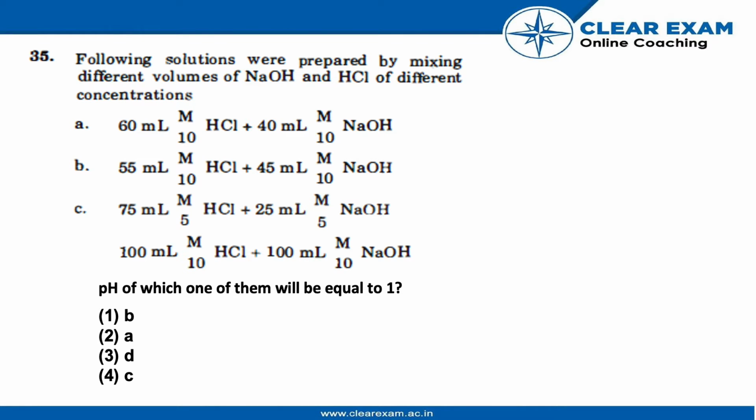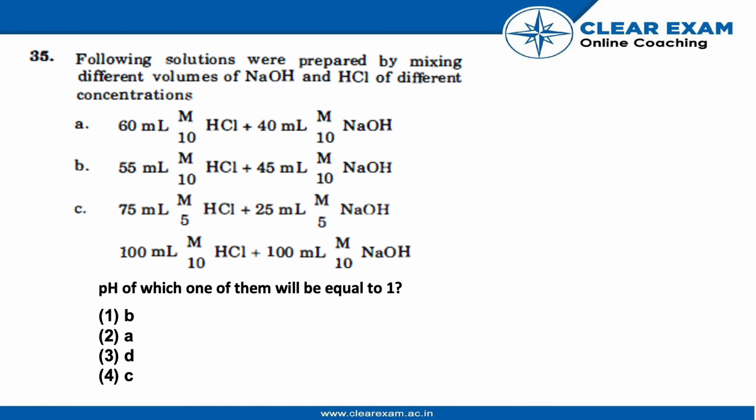The following solutions were prepared by mixing different volumes of NaOH and HCl of different concentrations. First is 60 ml M/10 HCl plus 40 ml M/10 NaOH. Second is 55 ml M/10 HCl plus 45 ml M/10 NaOH. Third is 75 ml M/5 HCl plus 25 ml M/5 NaOH. And fourth is 100 ml M/10 HCl plus 10 ml M/10 NaOH.